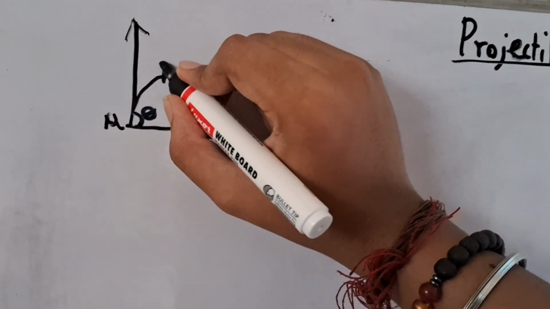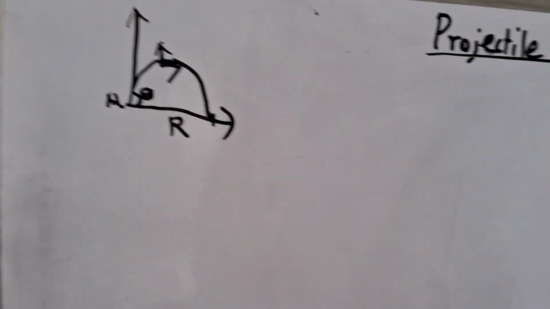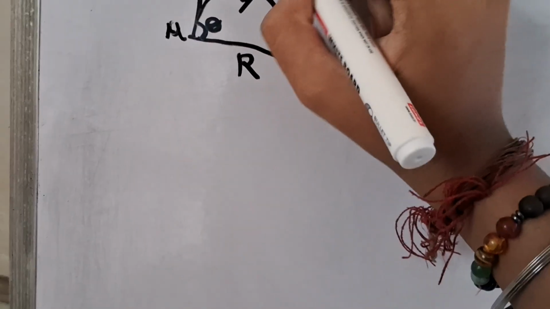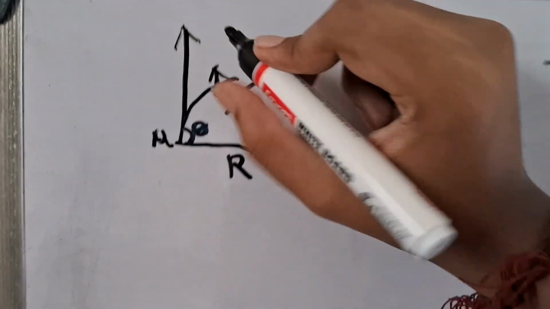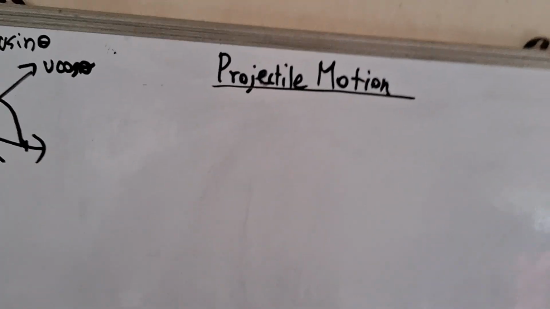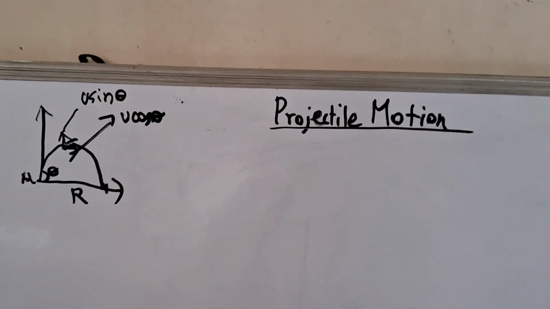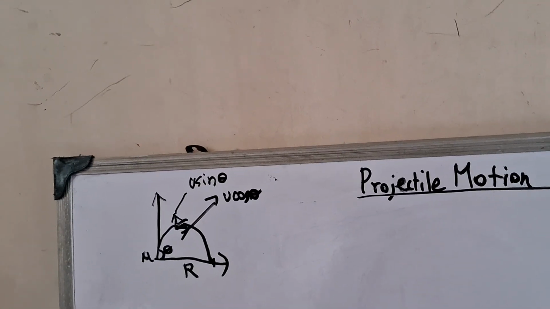In this position, there are two velocity components. This is u, this is u cos theta, this is u sin theta. Initial velocity is u. If we talk about the horizontal component, u cos theta, it never changes. Why?